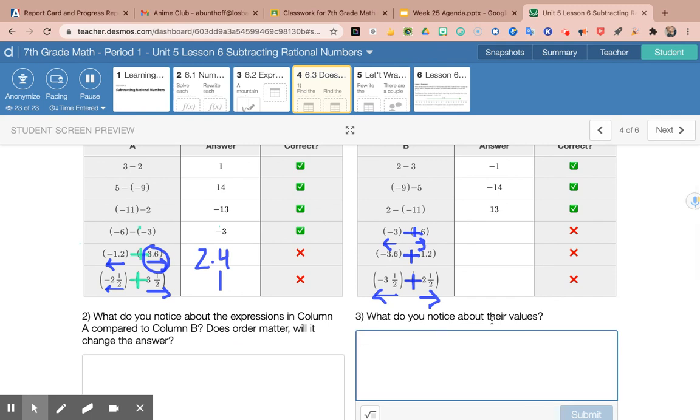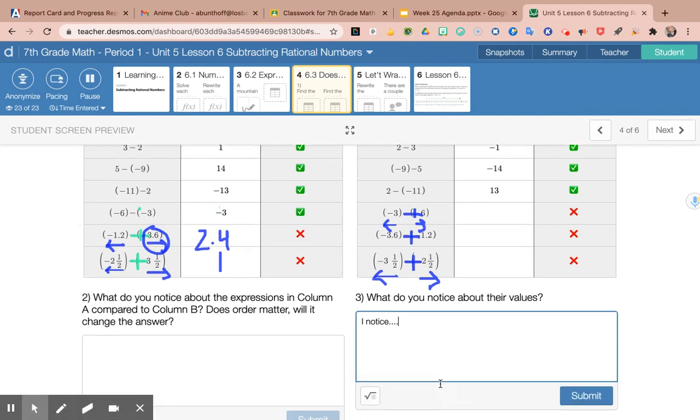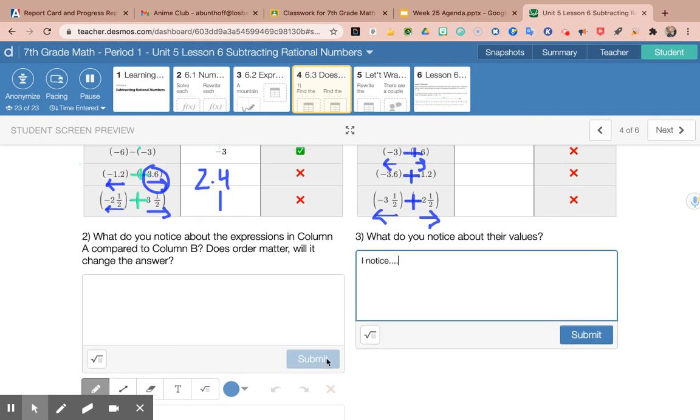And then next it says, what do you notice about their values? So what do you notice about these answers and these answers? So yes, order matters because these are not exactly the same. They are close. Well, what do you notice about their values? So what pattern do you see? When you're done, don't forget to click submit.